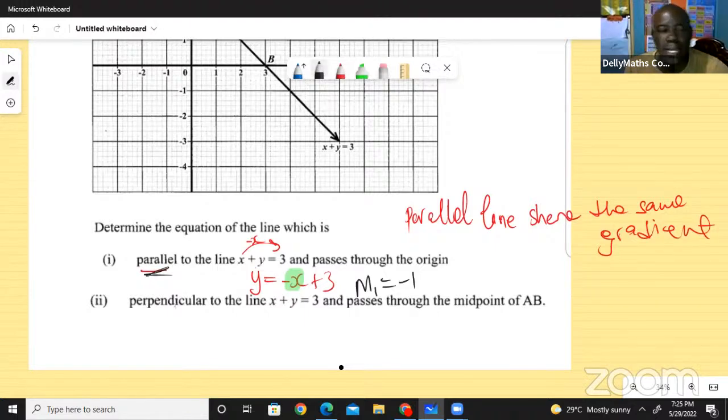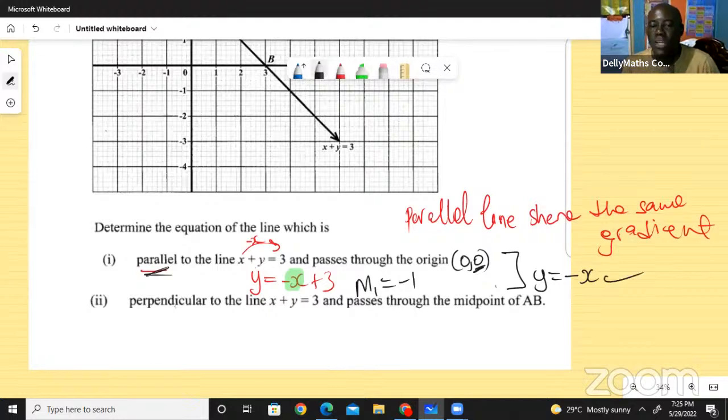So if the question says that the line passes through the origin, the coordinate for the origin is (0, 0), which means that the y-intercept is 0. What is the equation? Determine the equation of that line. The equation of that line is simply going to be y is equal to the gradient, which is -1, x plus 0, but we're not going to write plus 0. So it is okay to say y is equal to -x.